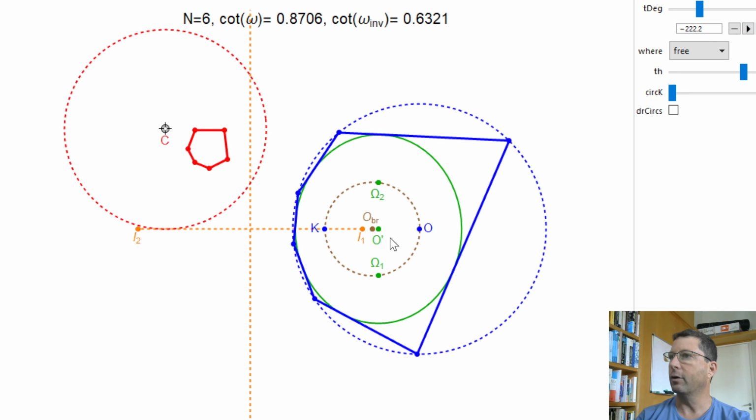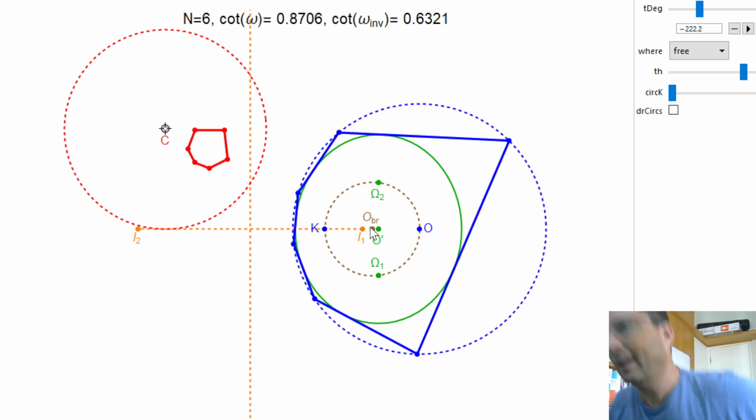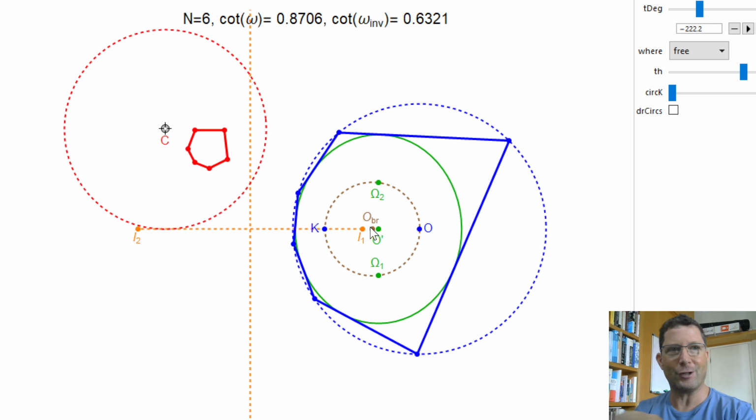The midpoint of the foci, shown here as O prime, is the center of the Brocard inellipse, and in general it does not coincide with the center of the Brocard circle OBR. So O prime does not in general coincide with OBR. There's a special setting where they do coincide, but that's not germane to this video.